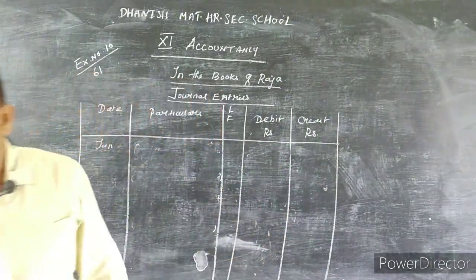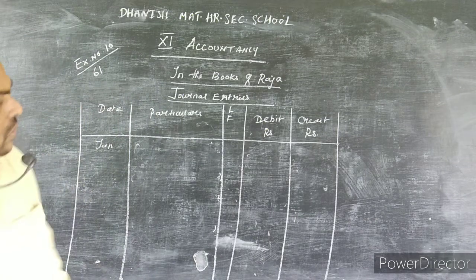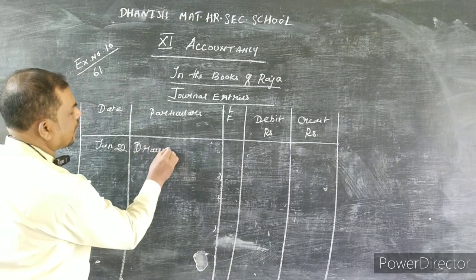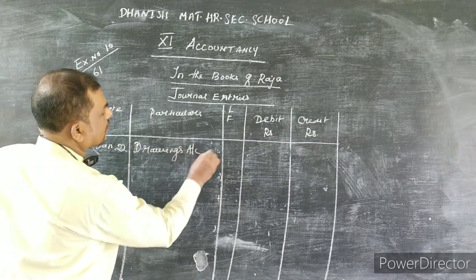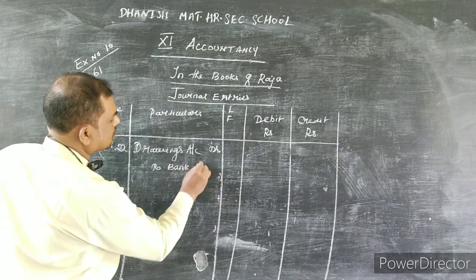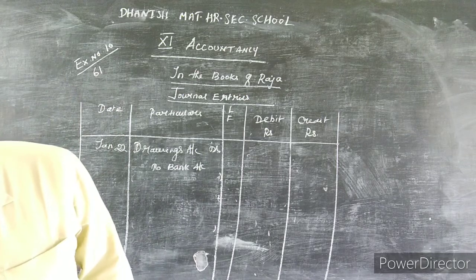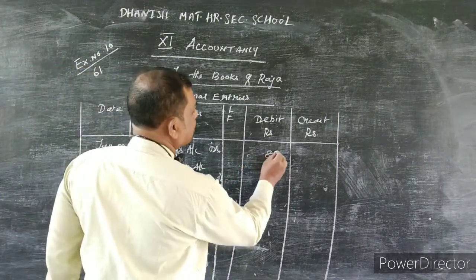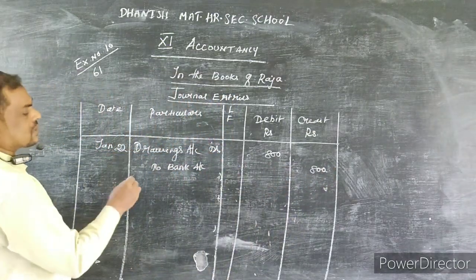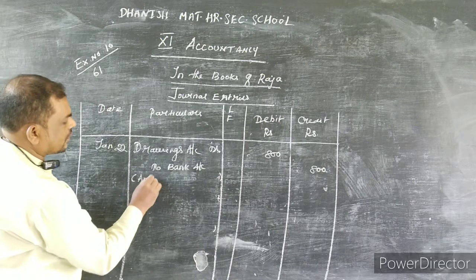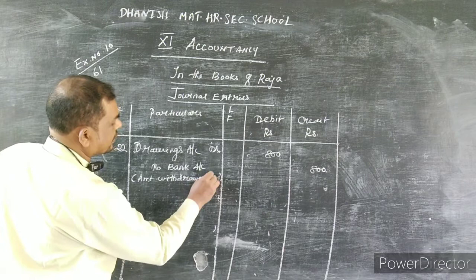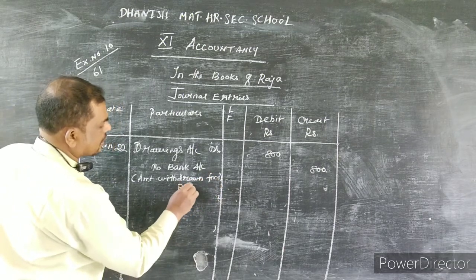So the date of entry is what? Date is January 22. Drawings account debtor to bank account. What is the amount he is drawing? Rupees 800. For his personal use he is taking some amount from his bank. So amount withdrawn for personal use.